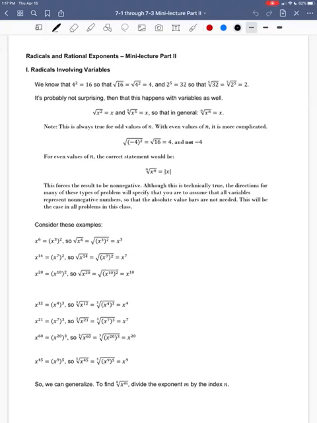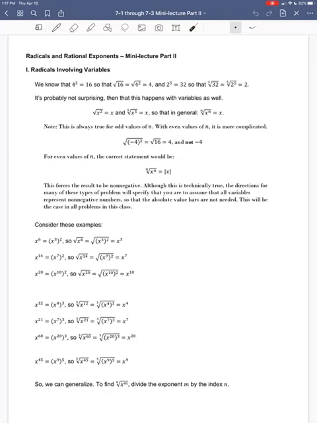In this mini lecture, I'm going to look a little bit more at simplifying radicals. And so the first thing we need to talk about are radicals that involve variables. Some stuff just to keep in mind: we know 4 squared is 16, so the square root of 16 is the square root of 4 squared, which is just 4, right? The square root of 16 is 4 because 4 times 4 is 16.